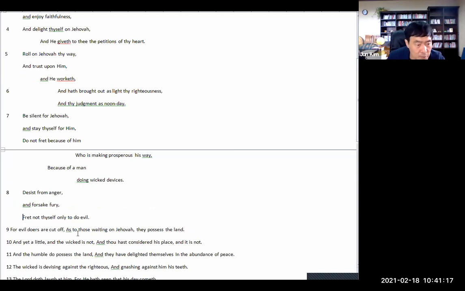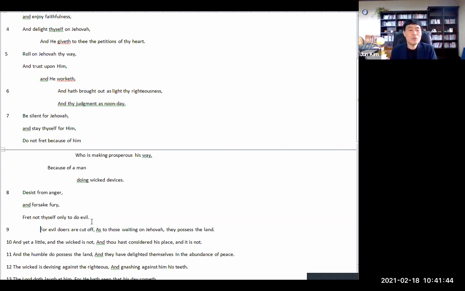"Fret not thyself only to do evil." So you can see that this one belongs to first or second? Second. Second, because it deals with the reason. So this is "cease from anger and forsake fury, fret not thyself only to do evil, for evildoers are cut off."